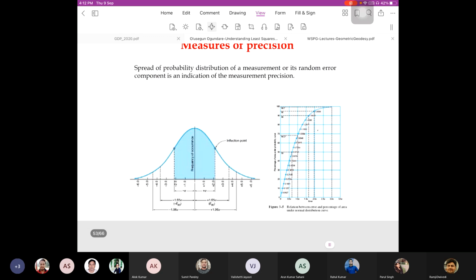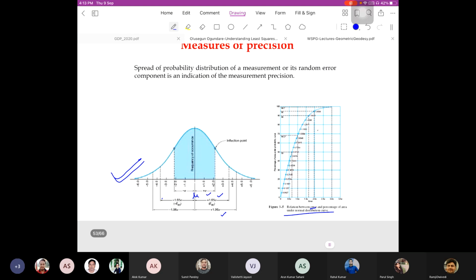So measures of precision, as I've told you: the spread of the probability distribution of a measurement and/or its random error component is an indication of the measurement precision. In this case, you have a bell-shaped curve, which is expressed in terms of the so-called sigma, where the observations lie between mu plus minus 1 sigma, 1.65 sigma, 1.96 sigma, and so on. And here the relationship between error and percentage area under the normal distribution curve is represented.